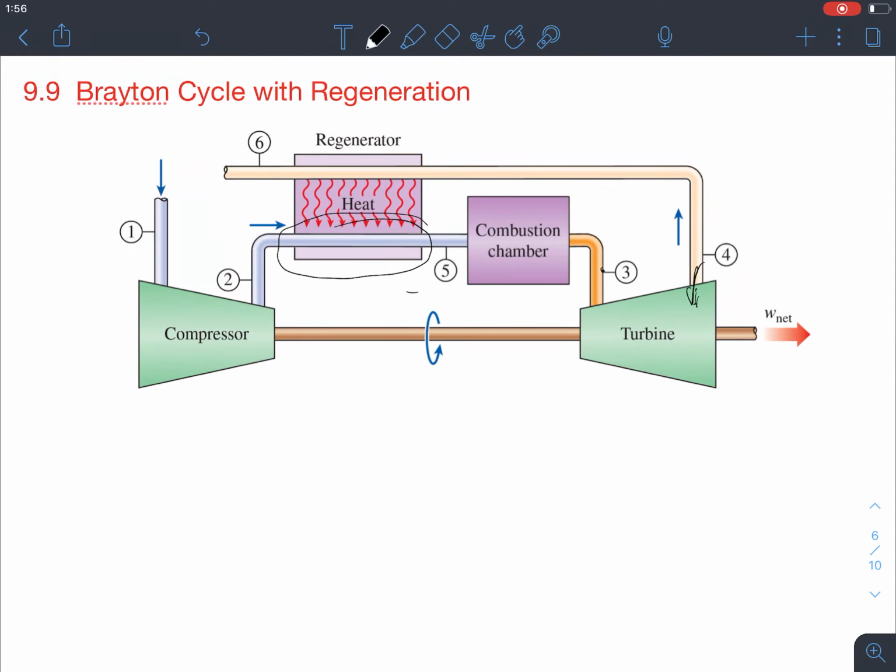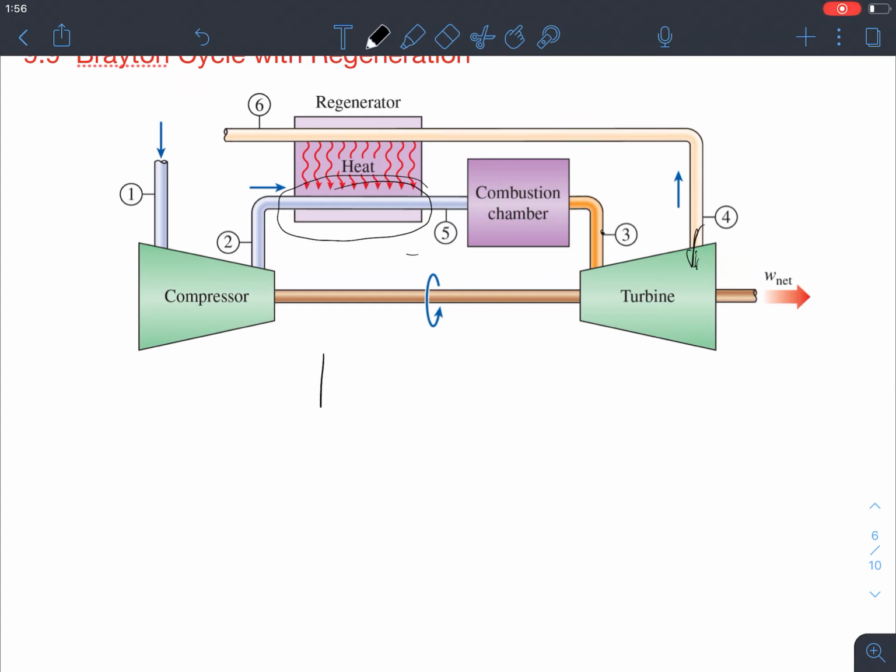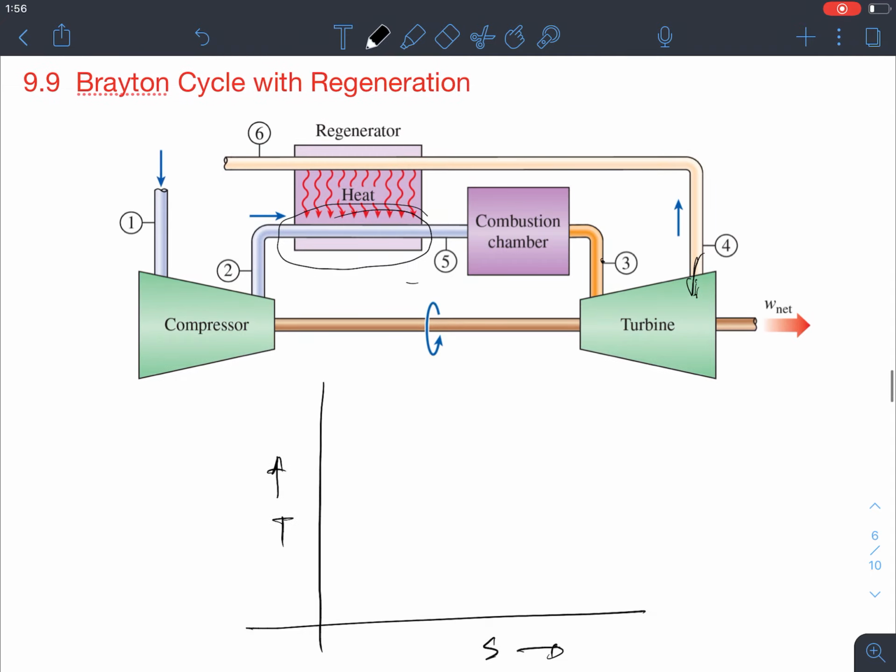So let's go ahead and draw the TS diagram of this regeneration cycle. If we draw it, it's going to look like so. We can see just by looking at this diagram that the maximum temperature of this cycle will be at point 3, because this is the combustion output, right? And the minimum temperature of this system will be fresh air at point 1.